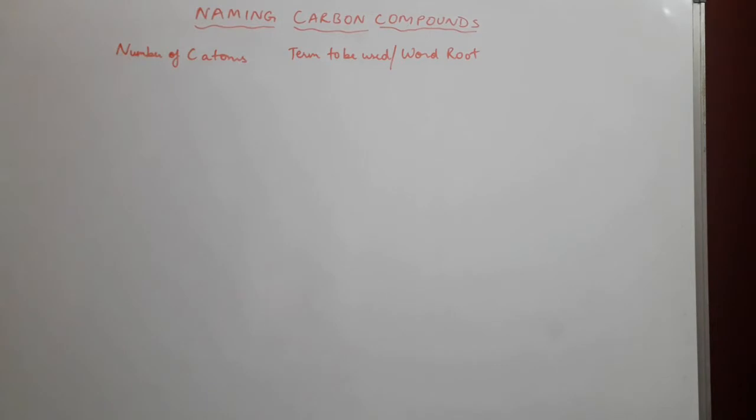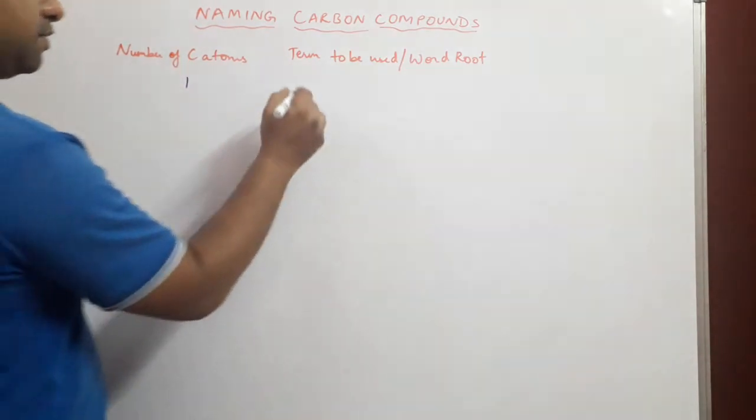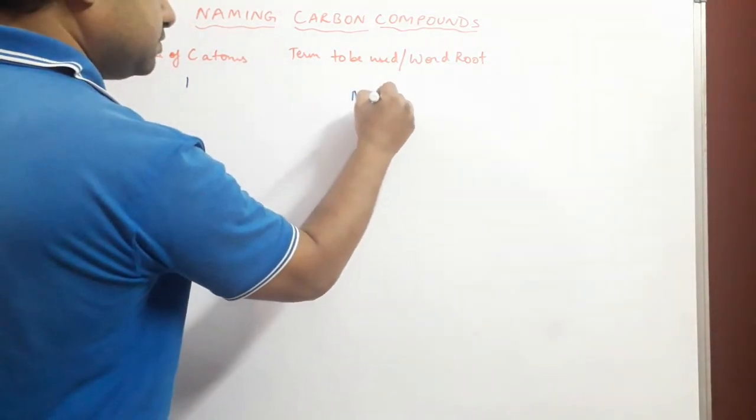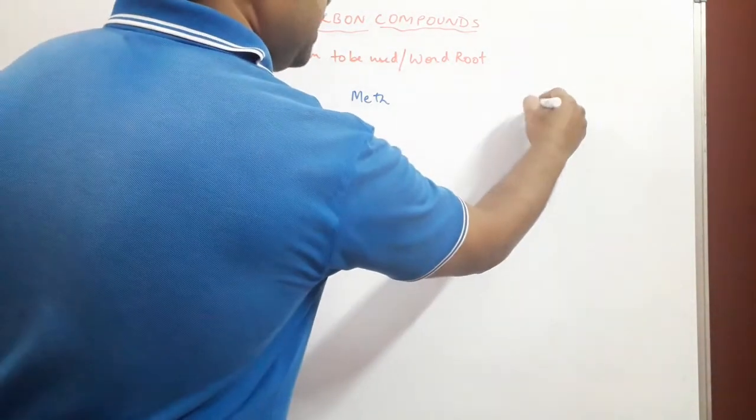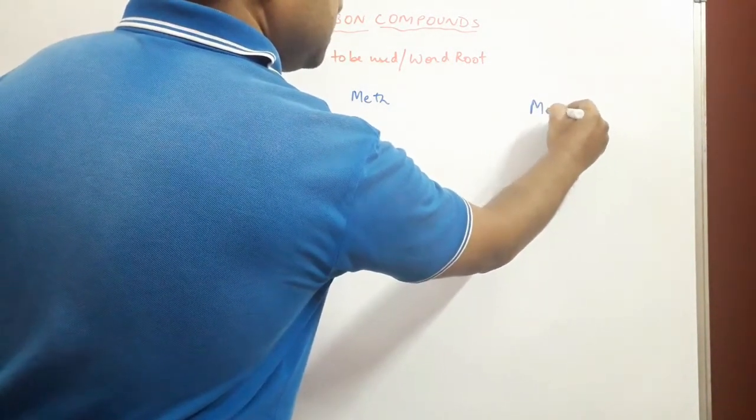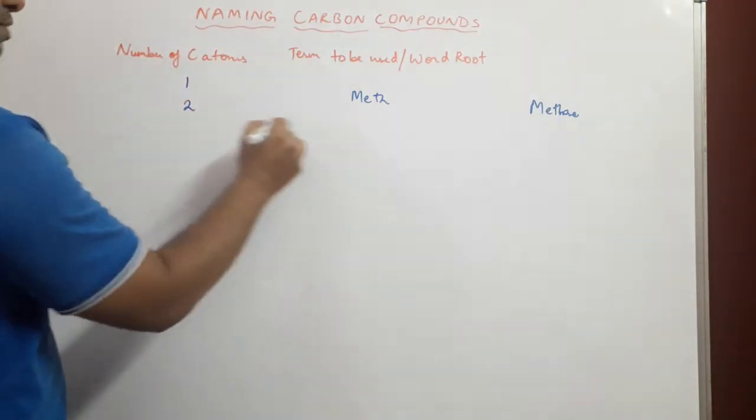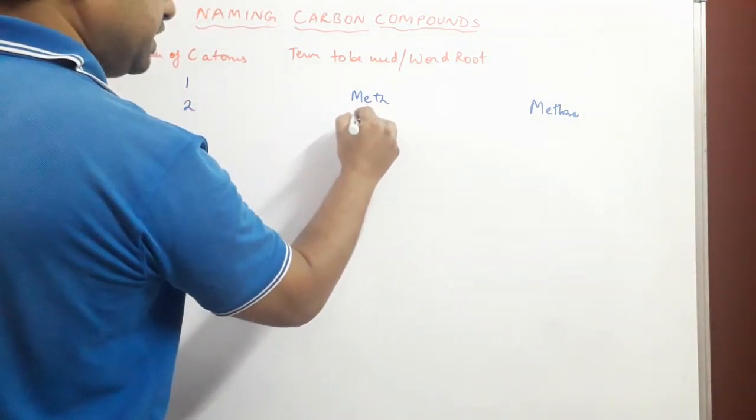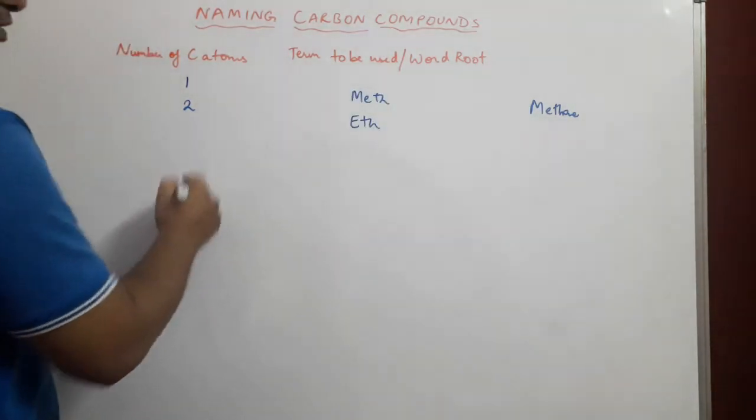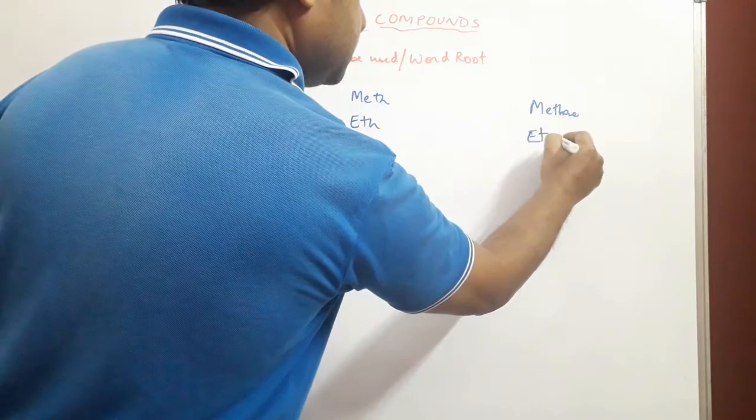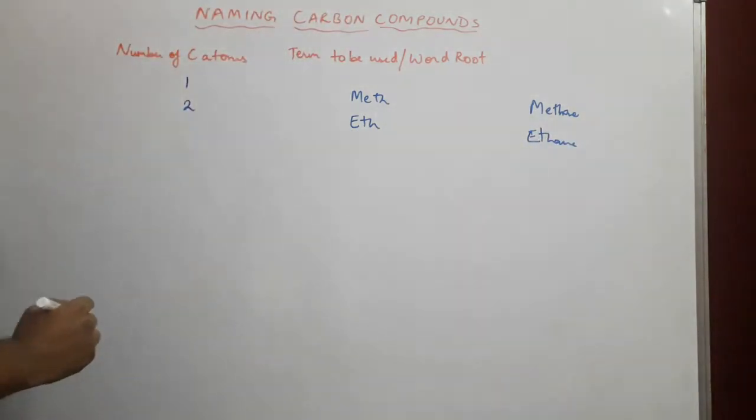Okay, so I will divide it into two columns. One will tell us the number of carbon atoms and the other one will be telling us what the word root will be, or the term to be used. So let's begin with the first carbon atom. If the number of carbon atoms is 1, we can write it as meth, as in how we have methane. Then if there are 2 carbon atoms, we write it as eth, like how we have ethane. I'm just writing it over here just to give you an example, we'll learn the suffixes later on.